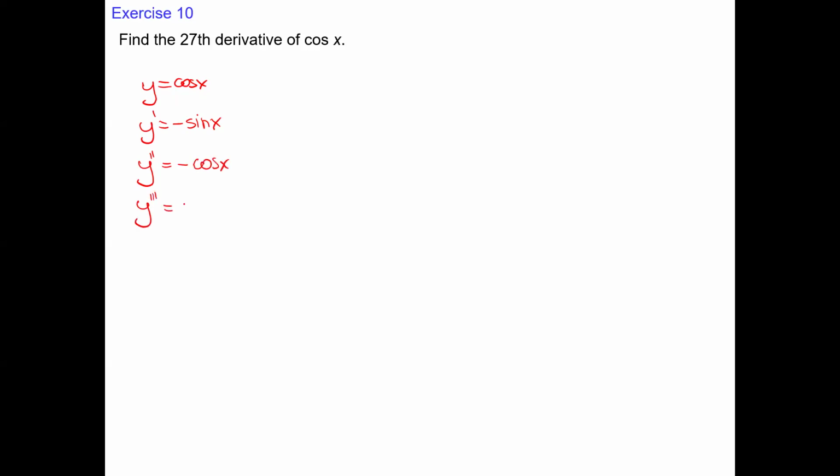Third derivative is negative cosine, and the derivative of cosine is negative sine, so this will be positive sine. And then the fourth derivative of sine is cosine. Okay, we can see that for this function we have a cycle of 4. Always the fourth, the multiple of 4, will be cosine.